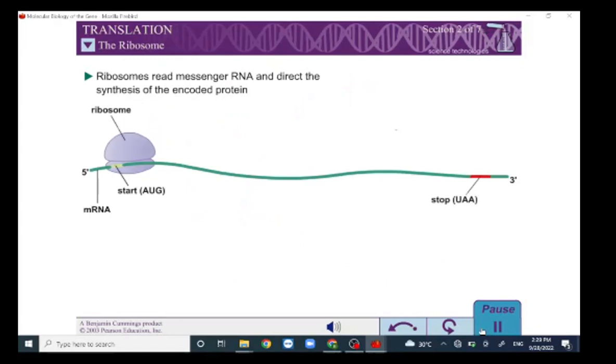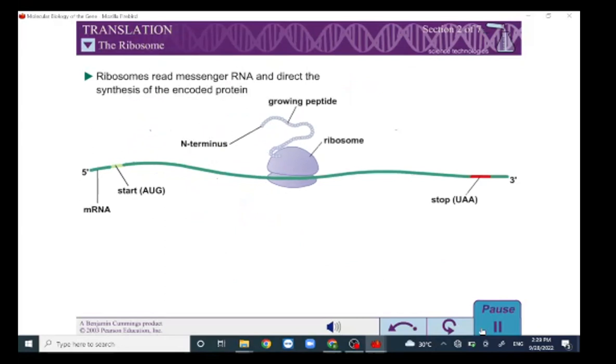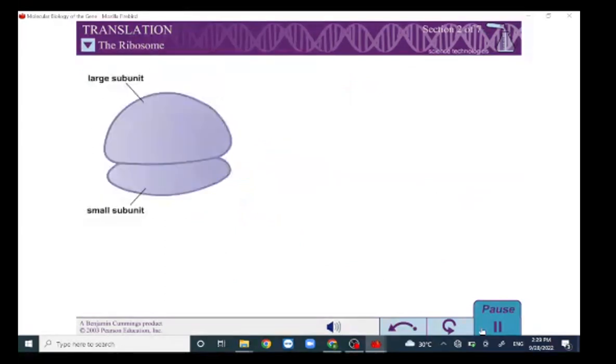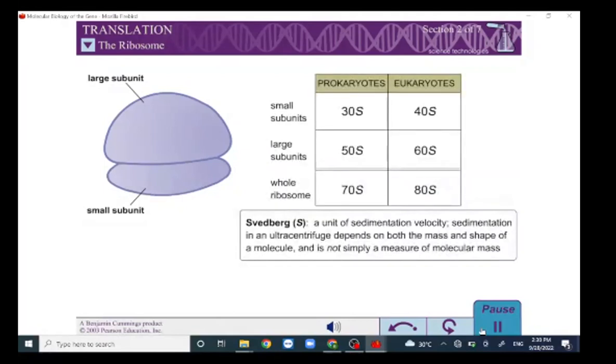First, your ribosome reads your messenger RNA. It is going to directly synthesize the encoded protein. It starts at the AUG and ends at the stop codons UAA, UAG, UGA. Now you have to understand that there is a larger subunit and a smaller subunit.